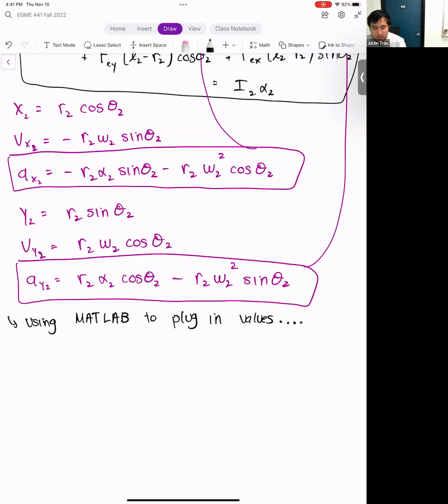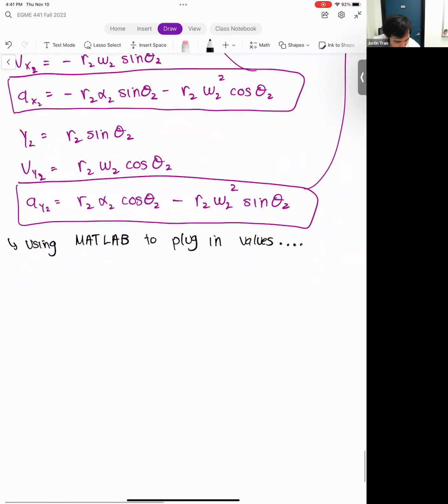Because that's all it is at this point. It's just a bunch of plugging in. And so you could definitely do this by hand. It's just a little bit tedious just because there's so much to plug in. Okay. And so what we can get is time histories for all of the net joint forces and net joint moments at the elbow and shoulder.